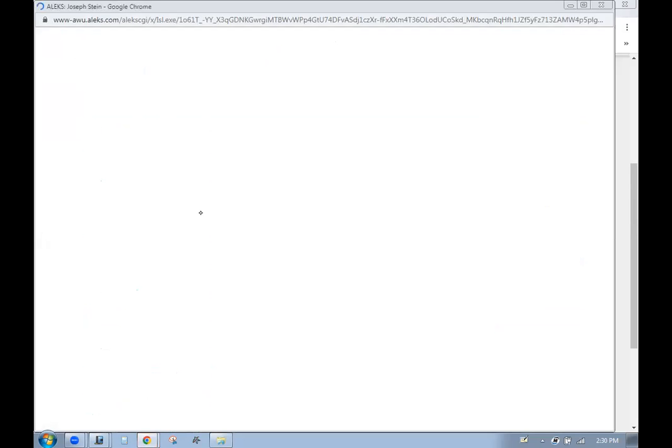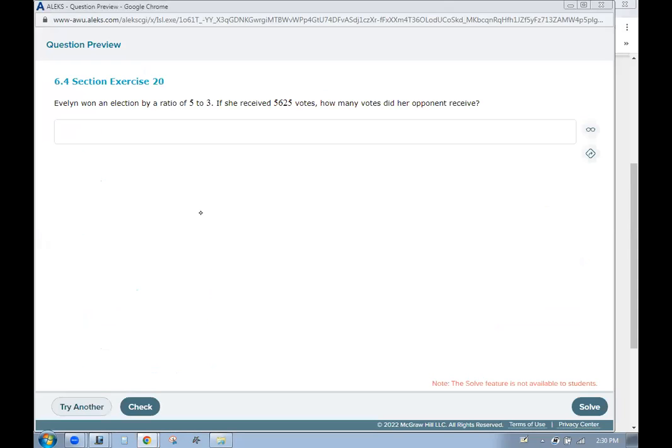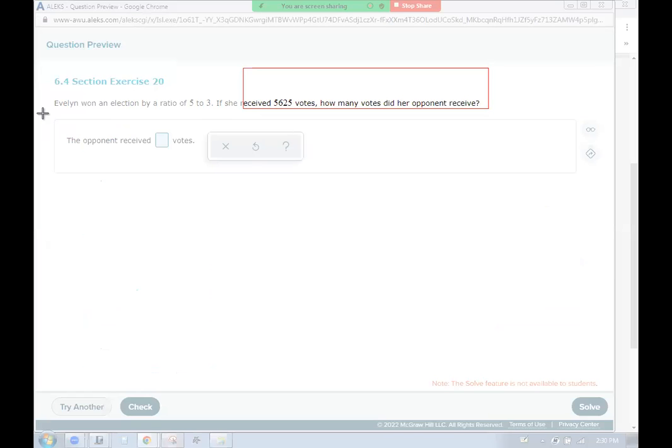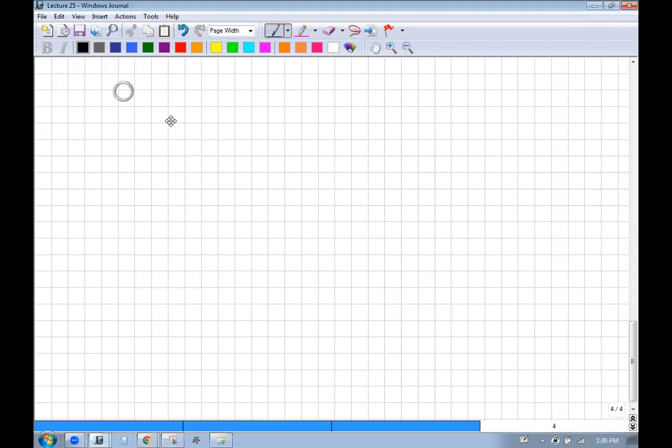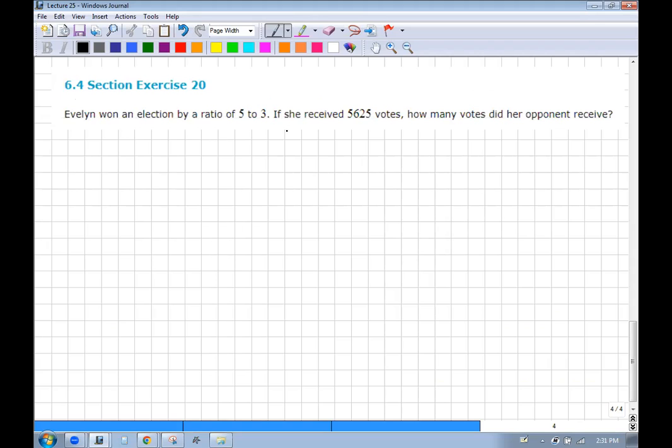Now I'll pick a few problems then. Okay, so this one is about proportion. This is good to know stuff. All right, so Evelyn won an election by a ratio of 5 to 3. If she received 5,625 votes, how many votes did her opponent receive? So for every 5 for her, there was 3. Let's assume the opponent is a him, just so I could say him.